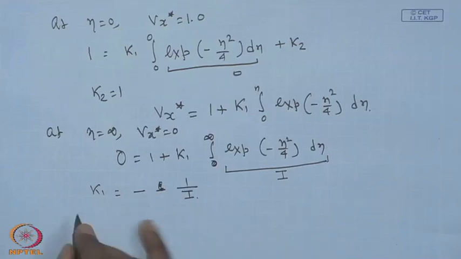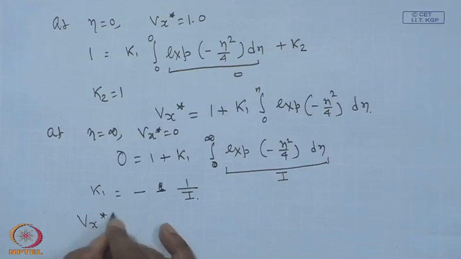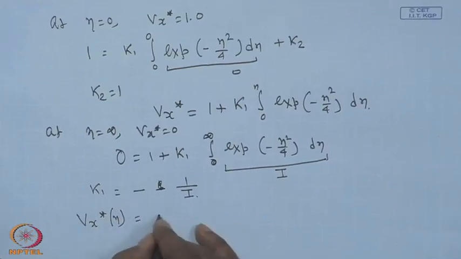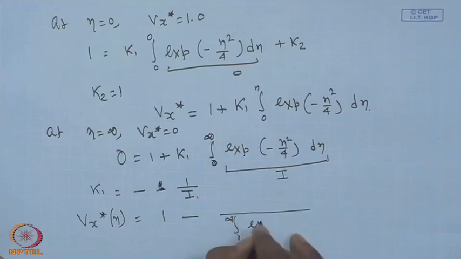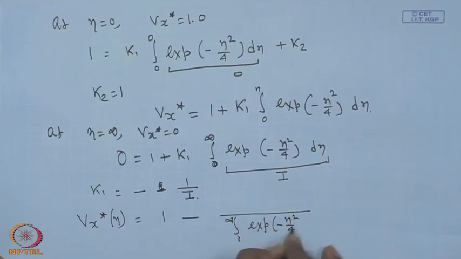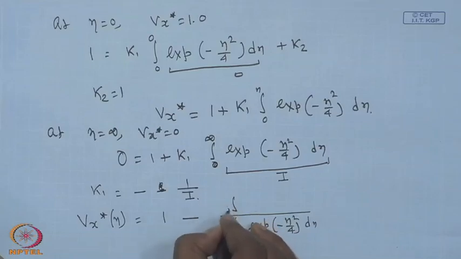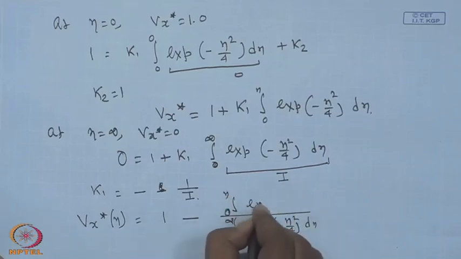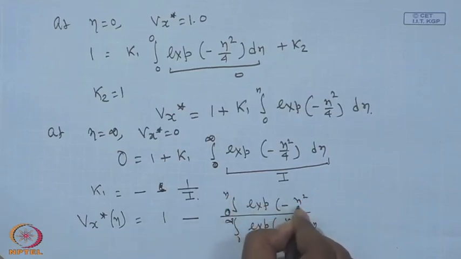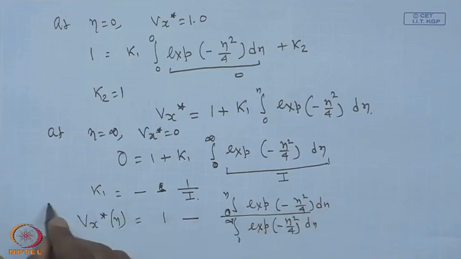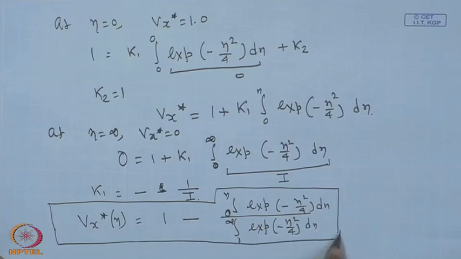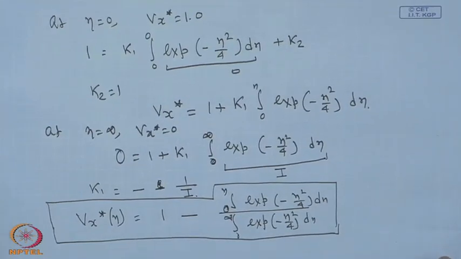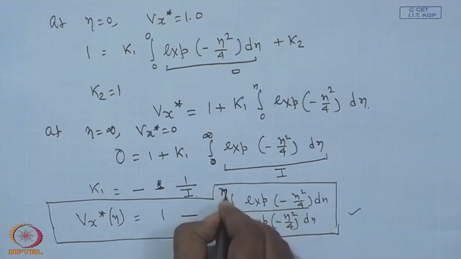So, the profile of v x star as a function of eta will be nothing but 1 minus the integral from 0 to eta of exponential minus eta square by 4 d eta, divided by the integral from 0 to infinity of exponential minus eta square by 4 d eta. This is the form of the velocity profile in terms of the combined variable.